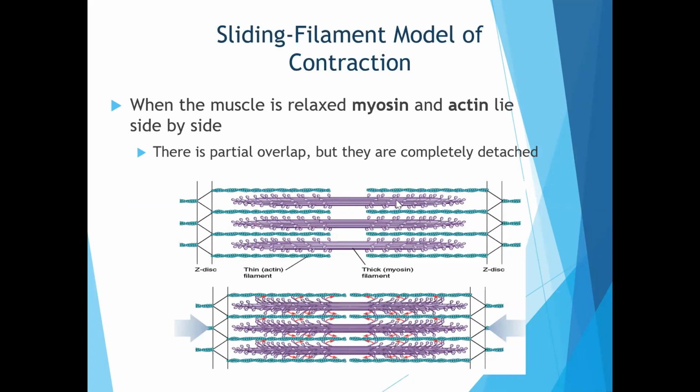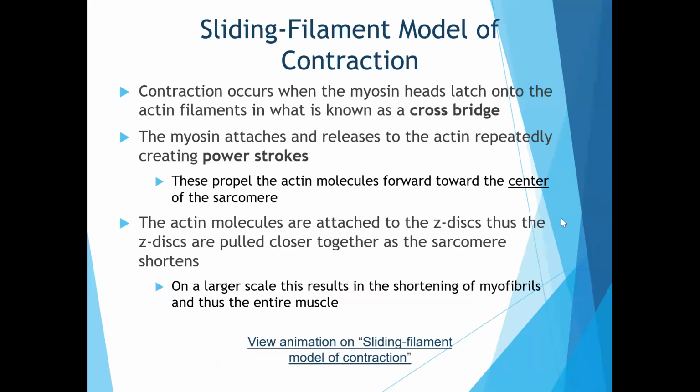So we said resting position, there's partial overlap, but no attachment. And then the myosin attaches to the actin when it's time to actually get a contraction. So the myosin forms a cross bridge with the actin, and then there's a series of power strokes for the contraction. And that kind of just puts into words what we already talked about.